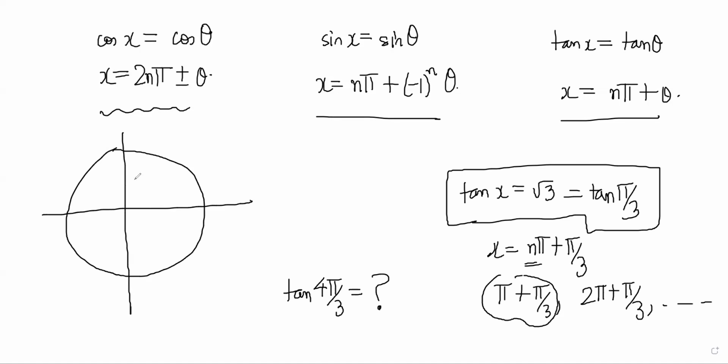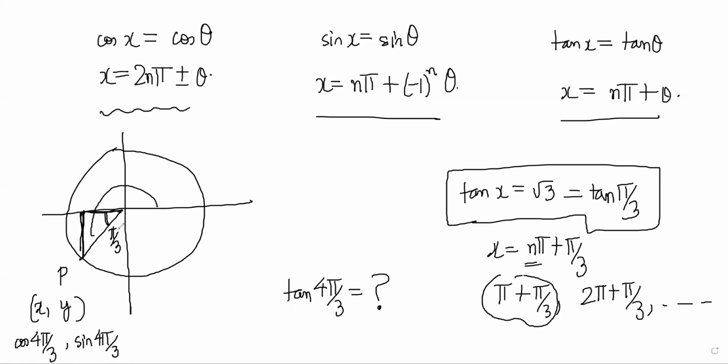So tan of 4 pi by 3 would be pi plus pi by 3. So it is in the third quadrant somewhere here. And this is my point. The x and y of this are cos 4 pi by 3 and sine 4 pi by 3. And we can say that this is pi plus pi by 3, so this angle is pi by 3. So clearly you can see that x is negative, y is negative, right? If you check, x will be minus cos pi by 3 and y will be minus sine pi by 3. Both x and y are negative here.